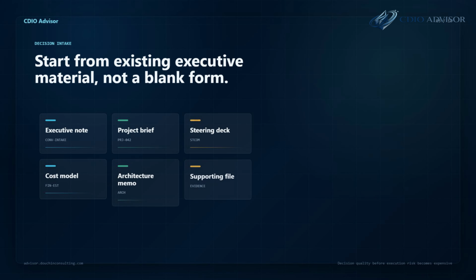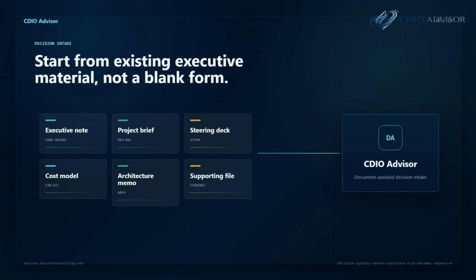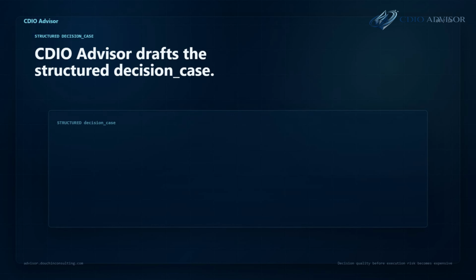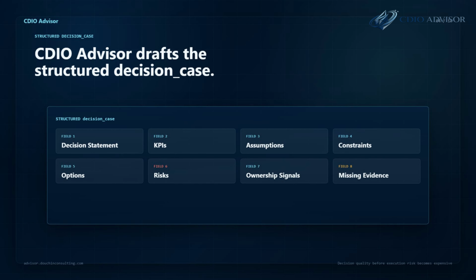CDIO Advisor starts from existing executive material, not a blank form: a conversation, an executive note, a project brief, a steering document, a business case, a technical assessment. The application uses that material to draft a structured decision case, not a generic chat history, not a document summary, a structured decision case. CDIO Advisor extracts the decision statement, KPIs, assumptions, constraints, options, risks, ownership signals, and missing evidence.